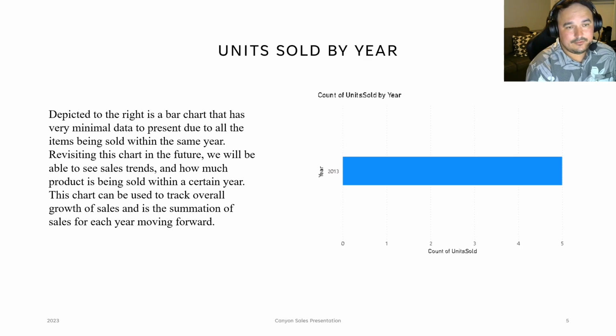As I stated, revisiting this chart in the future, we'll be able to track sales trends and then see if our company is projecting to do better or worse due to current sales trends. So this is basically just a summary of sales for each year moving forward.